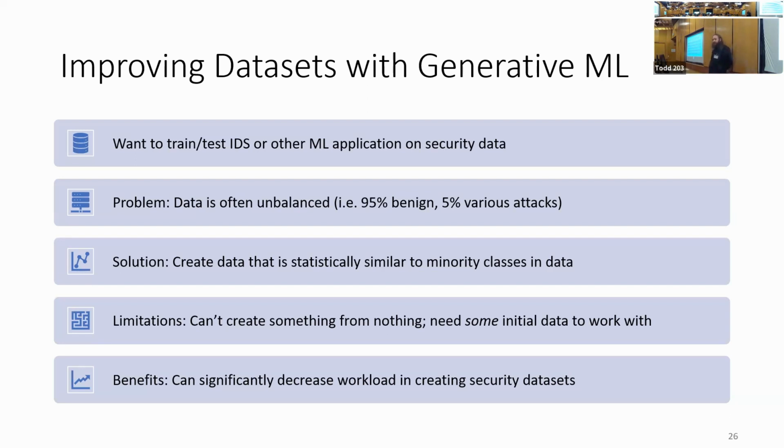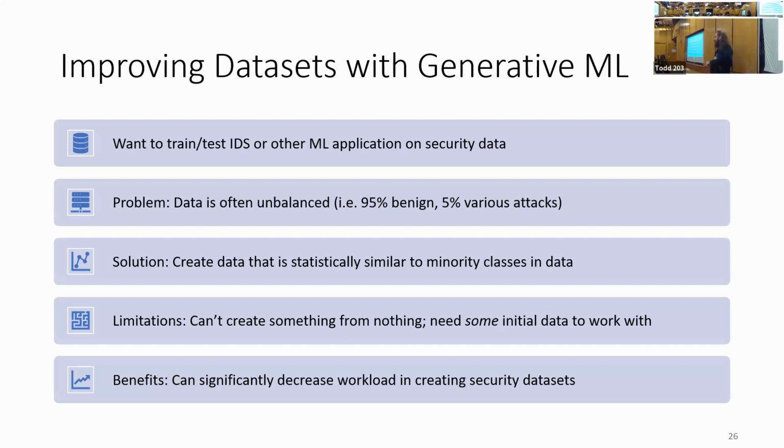But let's talk about how we can do these things, right? So how do we improve data sets? Well, our main problem is that we want to be able to train or test an intrusion detection system or some other machine learning application on security data. And that data is unbalanced, right? So let's say we have 95% benign data and 5% of various attack data. So we train our generative models on the minority classes, and we use that to generate more of the minority classes, right? Now, one of the big limitations here is that you can't create something from nothing, so we still have to have some labeled data, right?